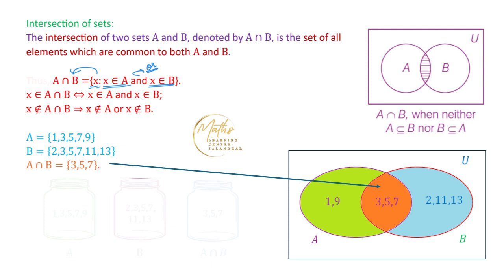So how we can understand this situation is: X does not belong to A intersection B means that X does not lie in this region. It means that X cannot belong to both the sets A and B. So from this we can infer that X does not belong to A or X does not belong to B.